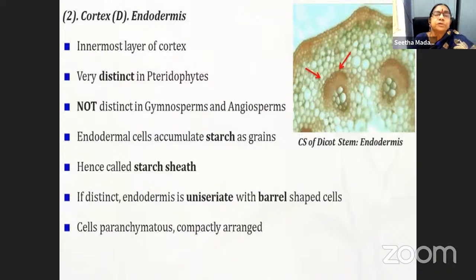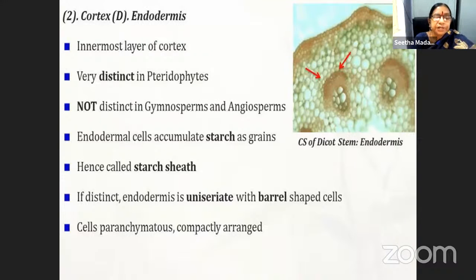Then let us move to the next slide, and that is endodermis. It is shown with arrow marks, you can see. The innermost layer of cortex is endodermis. Then it is very distinct, distinct means very clear, in pteridophytes. Pteridophytes means ferns and other plants, in morphology you learnt about pteridophytes. Then not distinct in gymnosperms and angiosperms. Then endodermal cells accumulate starch grains also. That is why this endodermis tissue is known as starch sheath.